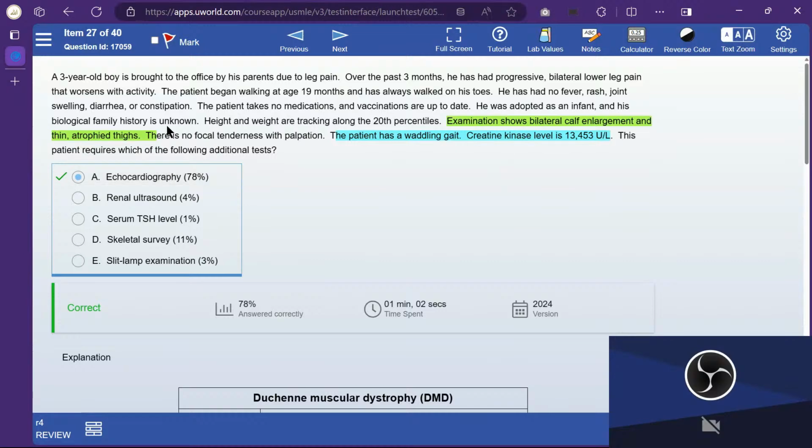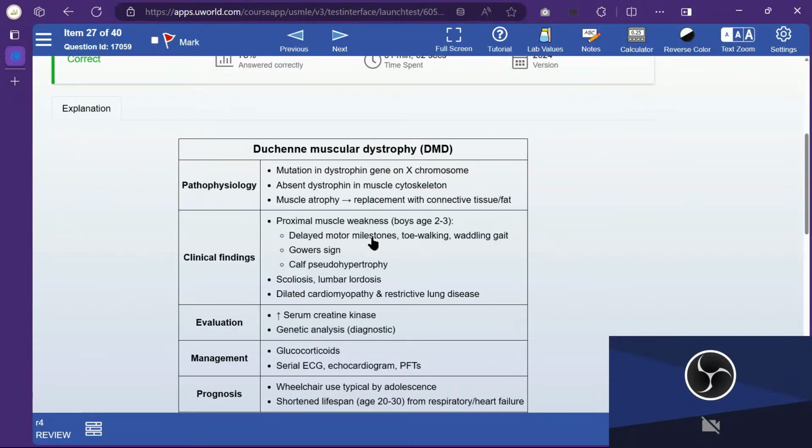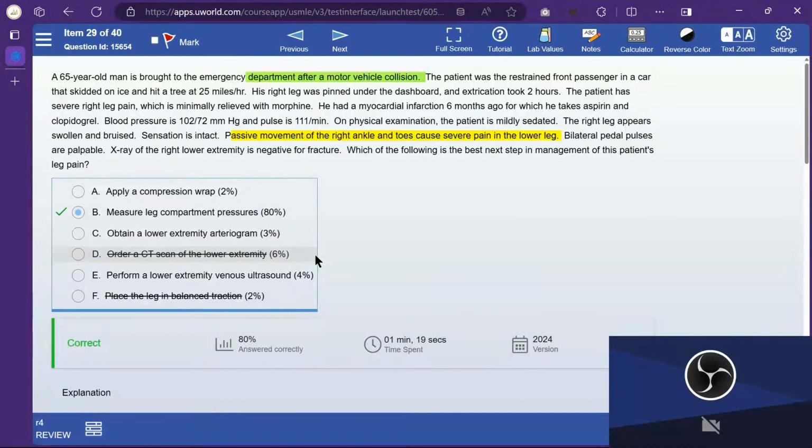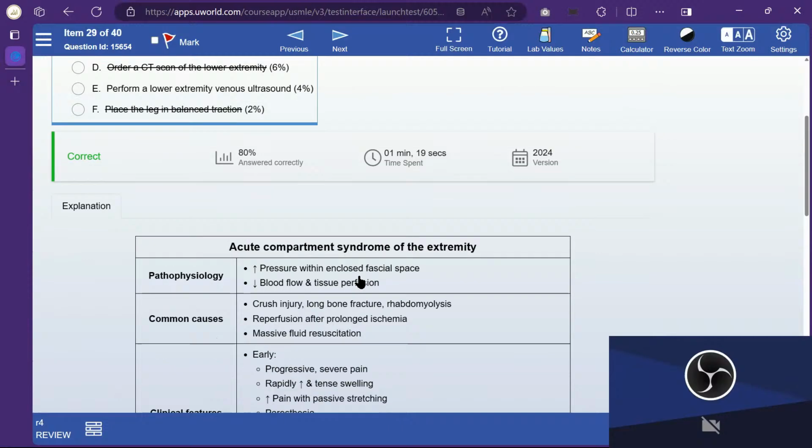In Duchenne muscular dystrophy, echocardiography should be done to look for dilated cardiomyopathy. Disruption of the bone vasculature, avascular necrosis, occurs with a history of taking oral glucocorticoids. Next, acute compartment syndrome in the leg.